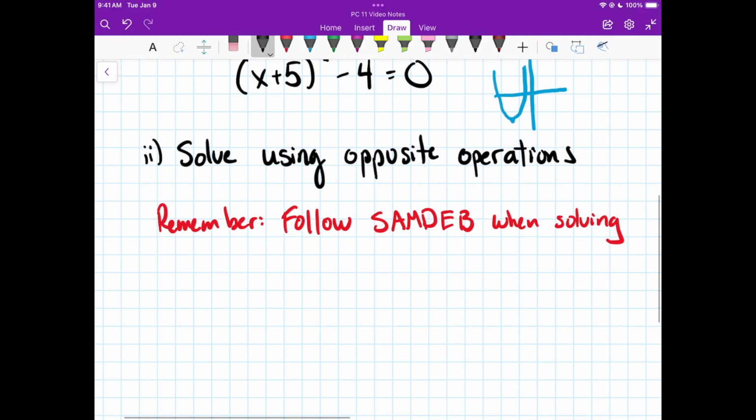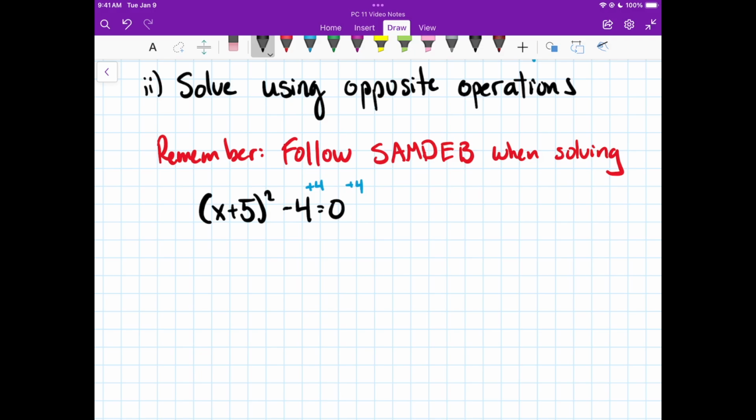So let's look at our equation. We've got x plus 5 squared minus 4 equals 0. The first thing we've got is subtraction, so to get rid of that minus 4, we are going to add 4 on both sides. This should feel pretty familiar to you, which is going to leave us with x plus 5 squared equals 4. Then at this point, we don't have any multiplication or division. We do have an addition, but that addition is inside the brackets, so we can't deal with it just yet.